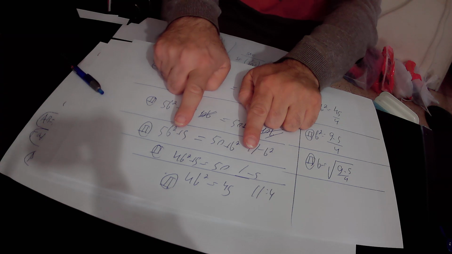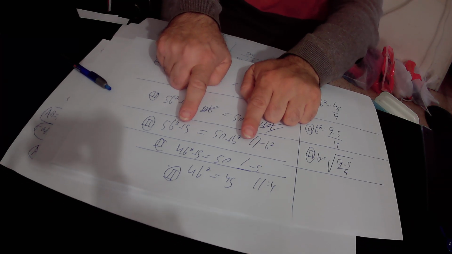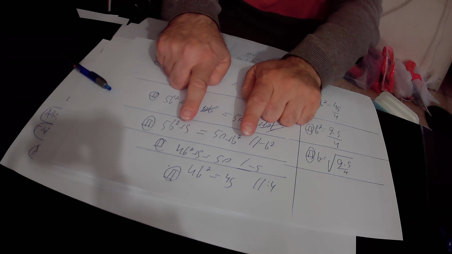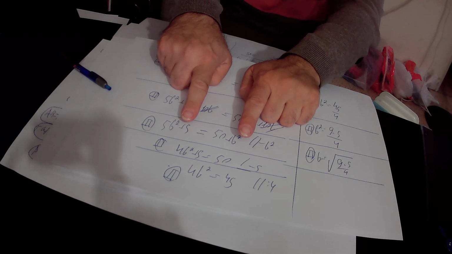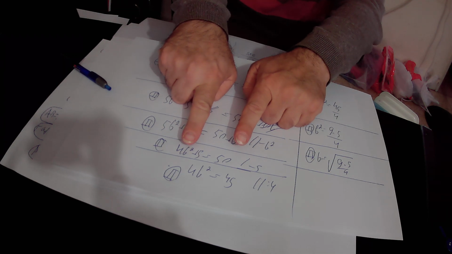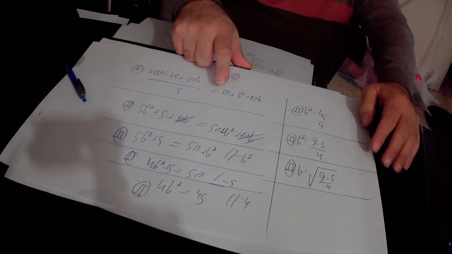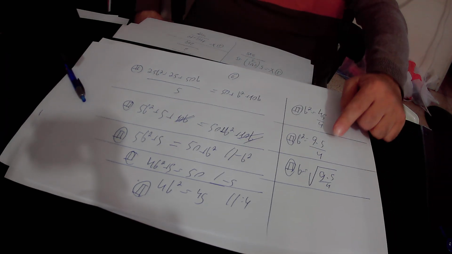Here we subtracted 5 from this equation, and finally found that 4b squared equals 50 minus 5, which is 45. So according to equation number 2, in conclusion 4b squared equals 45. Here we divided equation number 2 by 4, and finally found that b squared equals 45 over 4.